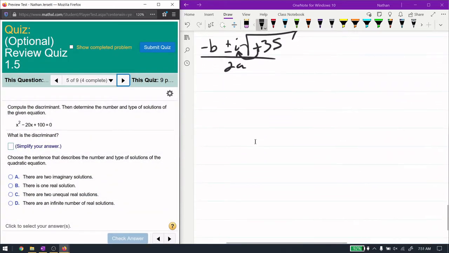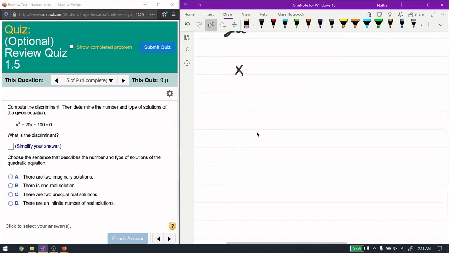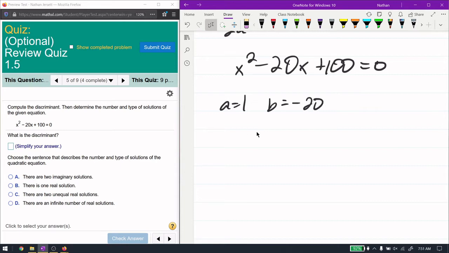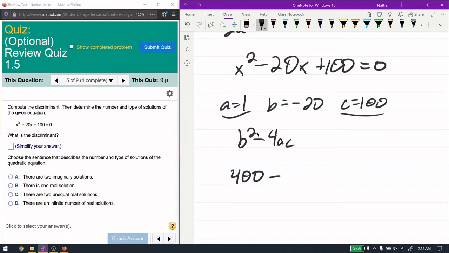Okay, for this next one, same question. What's the discriminant? So we're going to do the same process. It's already in the correct form, ax squared plus bx plus c equals 0. a is 1, b is negative 20, and c is 100. So we have b squared minus 4ac. That's what we're going to plug it into. b squared is negative 20 times negative 20. That's going to be positive 400. Then 4 times a times c is going to be 4 times 1, so 4 times c is 400. And now you see we have 400 minus 400 is 0.